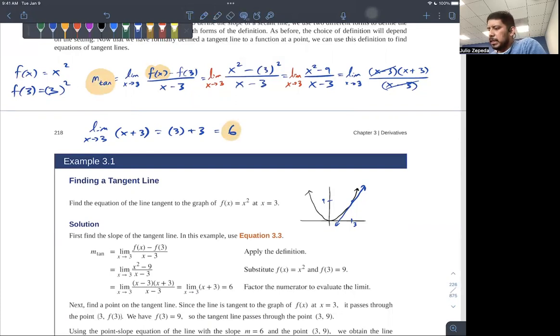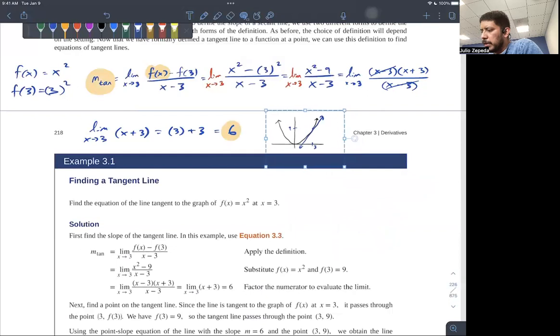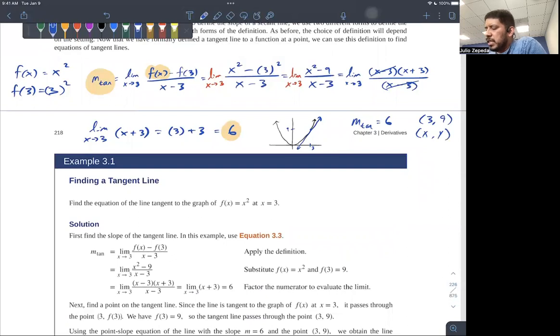If the slope is 6, and we know that the point that this line goes through is (3, 9), we can see it right there in the picture, then we can use all of this information here. The slope of this tangent line is 6. The point is (3, 9). This is our x and our y. And so I'll use the point-slope form: y minus y1 equals m times x minus x1. And so y minus 9 is equal to 6 times x minus 3.